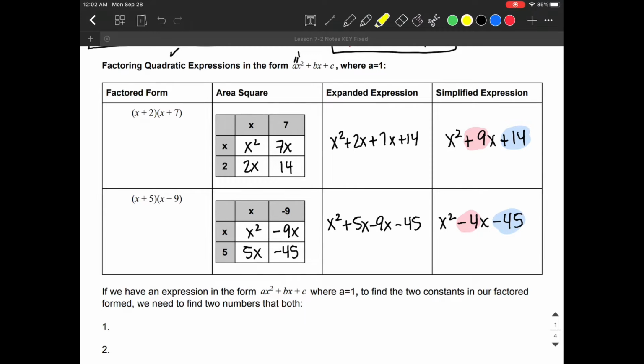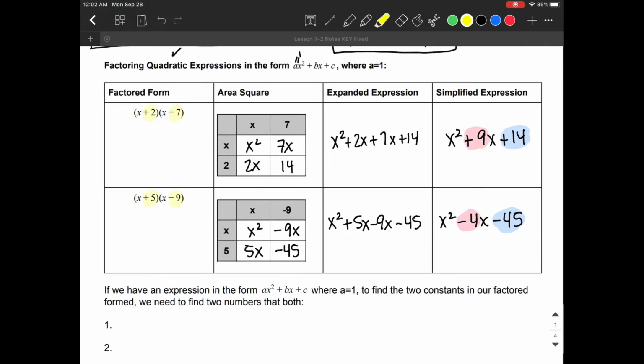If I look in my factored form, what makes the factored form unique is the plus 2 and the plus 7 in the first example, and in the second example, the plus 5 and the minus 9. Factored form usually for quadratic expressions is just x by itself. So that's not fancy or unique. Just the 2 and the 7 are unique, and the 5 and the negative 9 are unique.